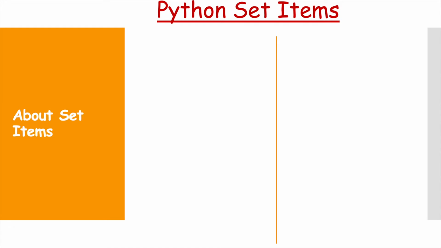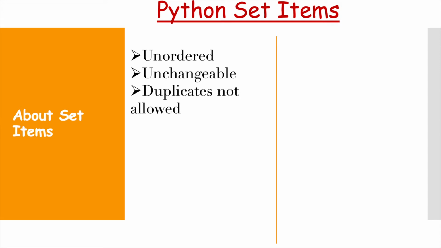Now let's see about the Python set items. Set items are unordered, meaning that the items in a set do not have a defined order. Set items can appear in a different order every time you use them and cannot be referred to by an index or a key. Python set items are unchangeable, meaning that we cannot change the items after the set has been created. Once a set is created, you cannot change its items, but you can add new items to it. And sets do not allow duplicate values. Sets cannot have 2 items with the same value. If there are duplicate values, they will be ignored.